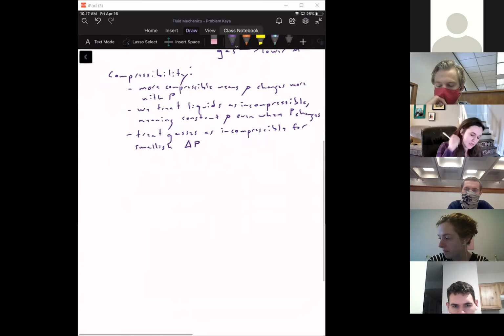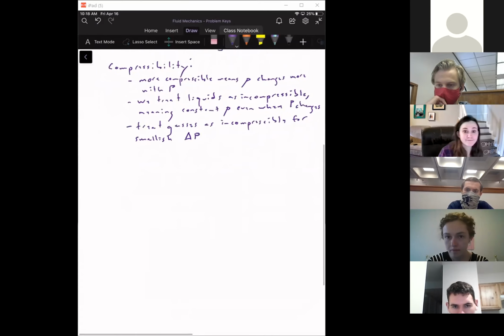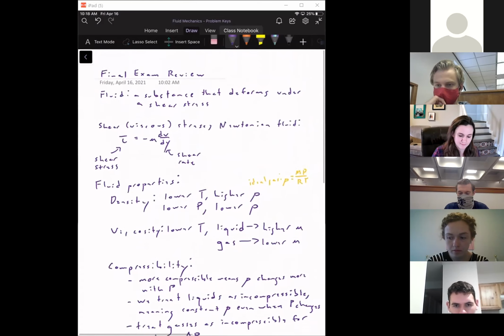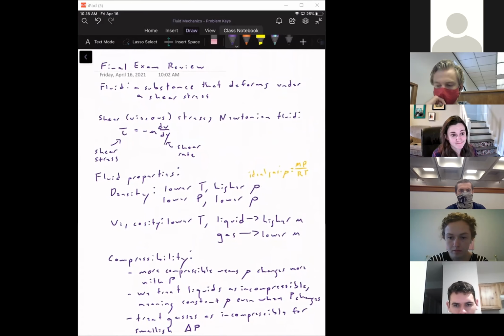Okay. I just had a quick question about the shear stress. That negative sign, does that just mean it's in the opposite direction of the flow? It does not necessarily mean it's in the opposite direction of the flow. It means it's in the opposite direction of the shear rate, which a lot of times we ignore, since we're just interested in the absolute value of the stress.